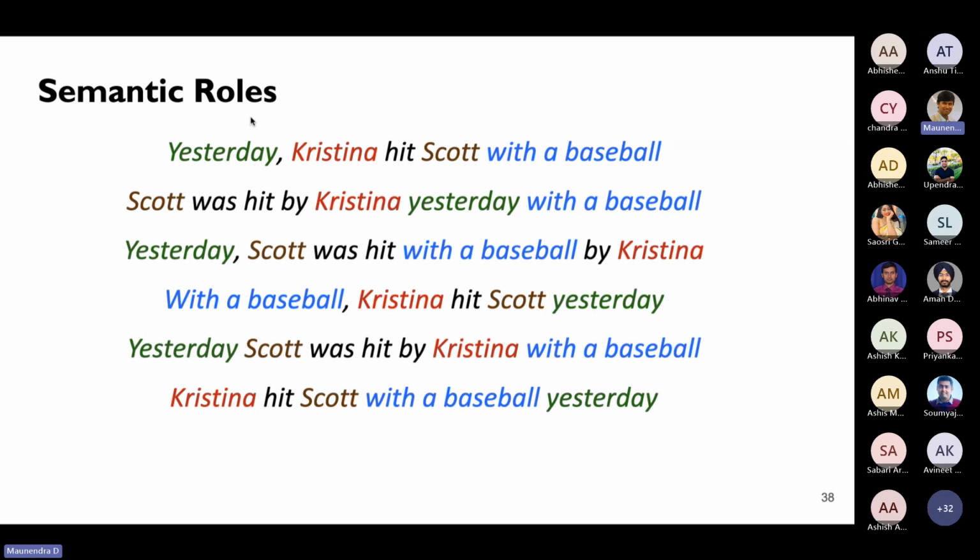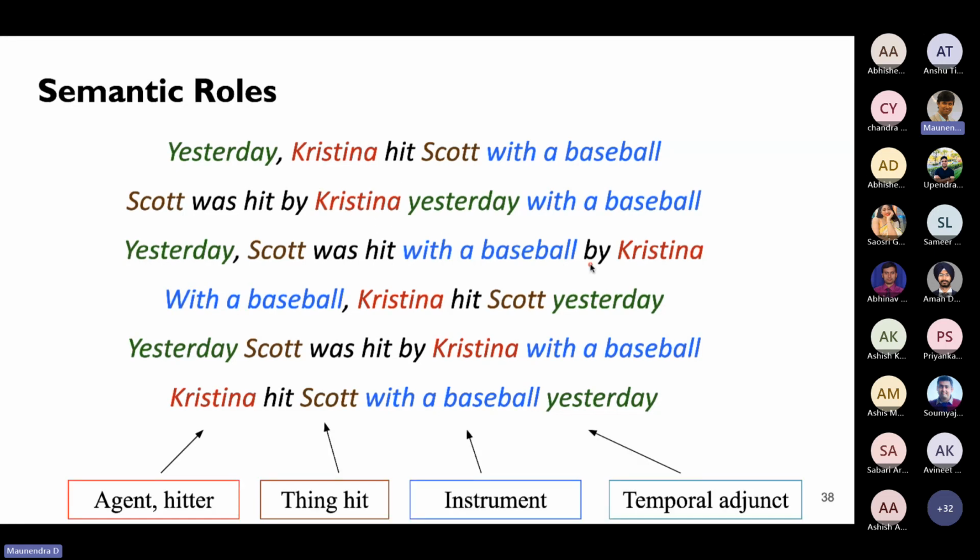On the other hand, there are situations where the semantic roles will be very concrete. For example, yesterday Christina hit Scott with a baseball. Scott was hit by Christina yesterday with a baseball. Yesterday, Scott was hit with a baseball by Christina. All these sentences mean exactly the same thing. If you do constituency parsing, they will look different, but the meaning is the same. And the words which are highlighted here contain the same semantic role across the sentences.